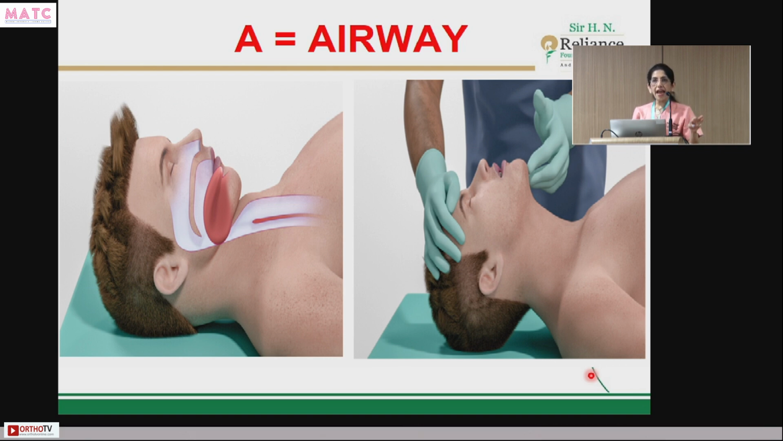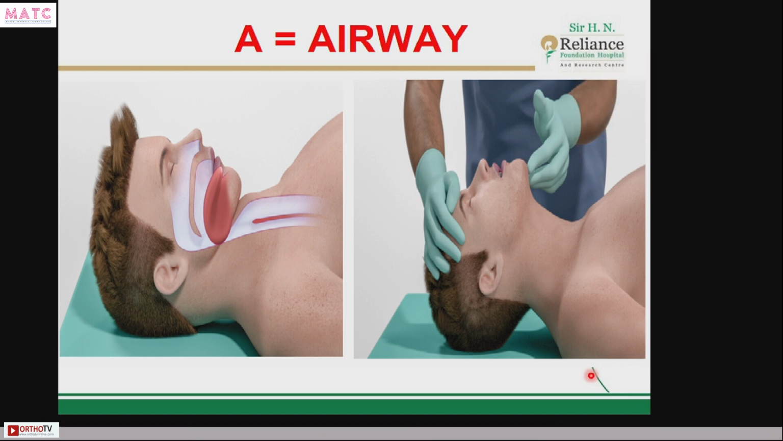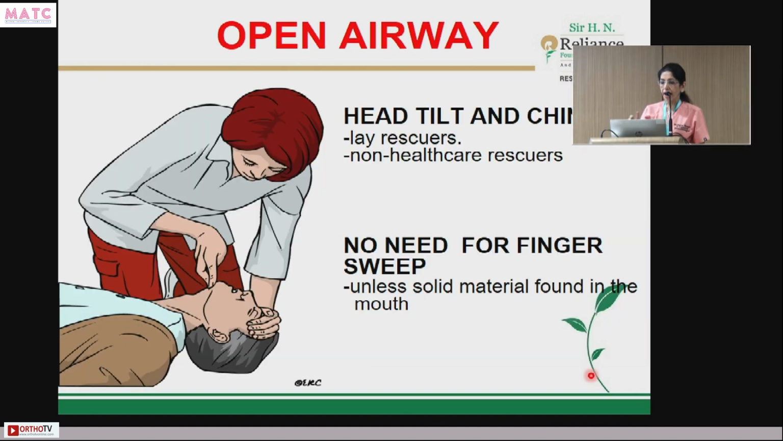So there are 3 airway maneuvers, that is head tilt, chin lift, and jaw thrust. If you are suspecting a cervical spine injury, then do not tilt the head. In that case give only jaw thrust. So head tilt, chin lift. Here it is shown, the head is tilted and the chin is lifted. So this you are not supposed to do when you are suspecting a cervical spine injury. So head tilt, chin lift, and there is no need to sweep the finger from the mouth.